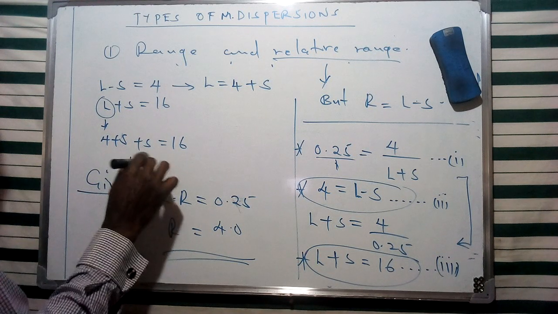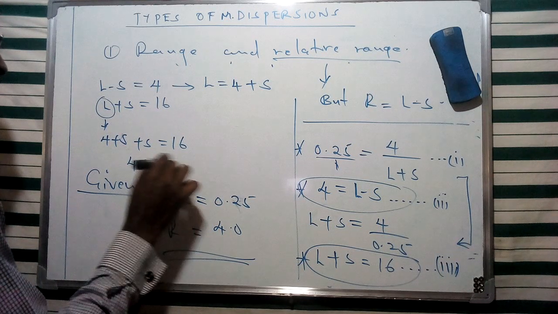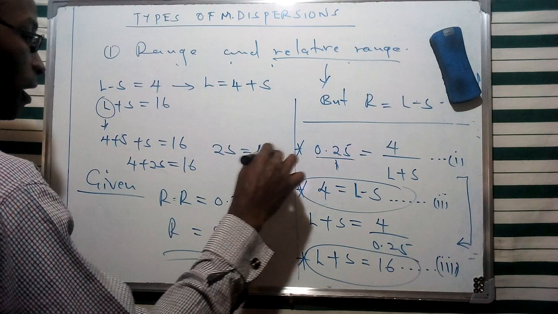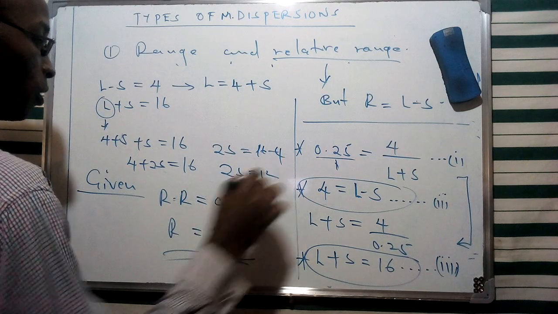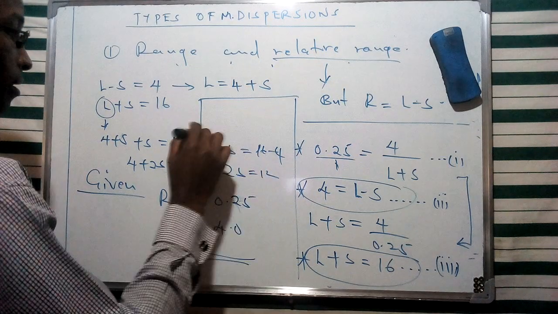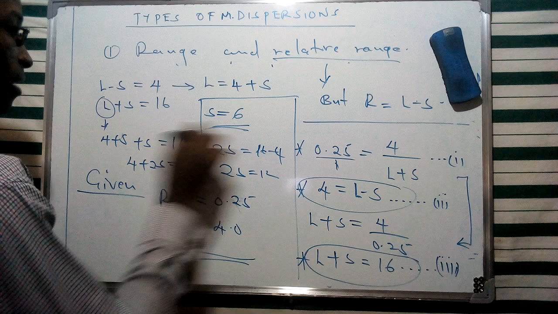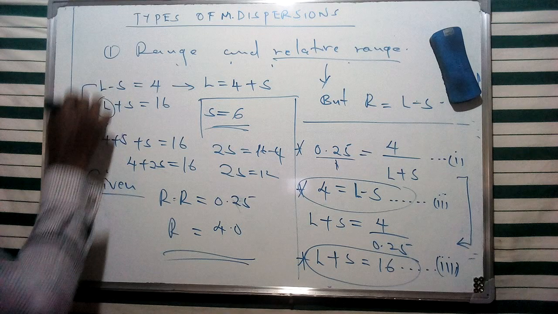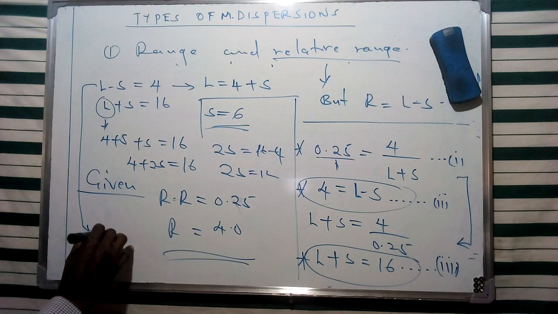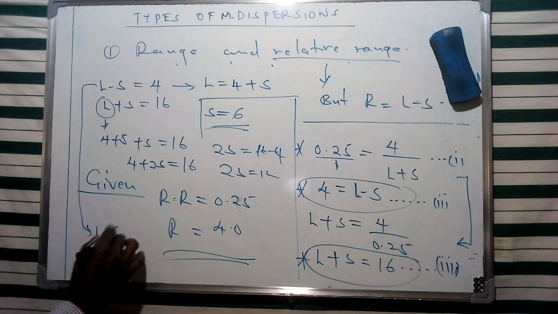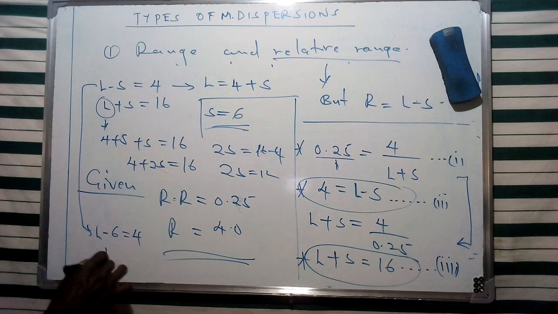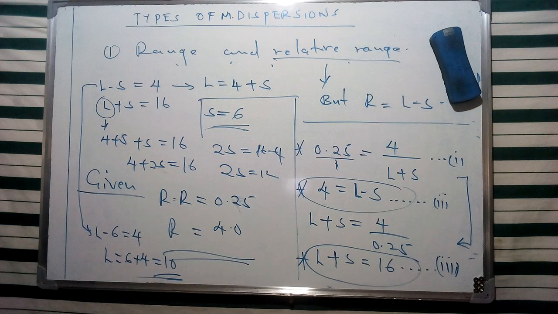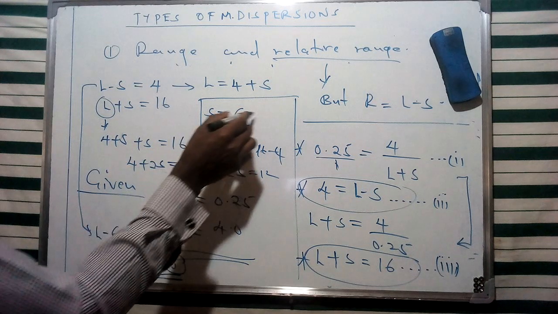So 4 plus 2S is equivalent to 16. So 2S is equivalent to 16 minus 4, so 2S is equivalent to 12. Therefore, our S is going to be 6, which is the smallest value. Now, from the relationship L minus S equivalent to 4, with S as 6, L is equivalent to 6 plus 4, which is 10. So our largest value is 10, and our smallest value is 6.